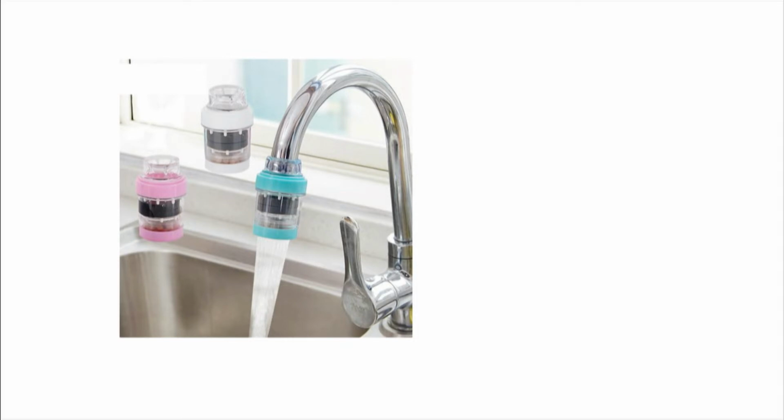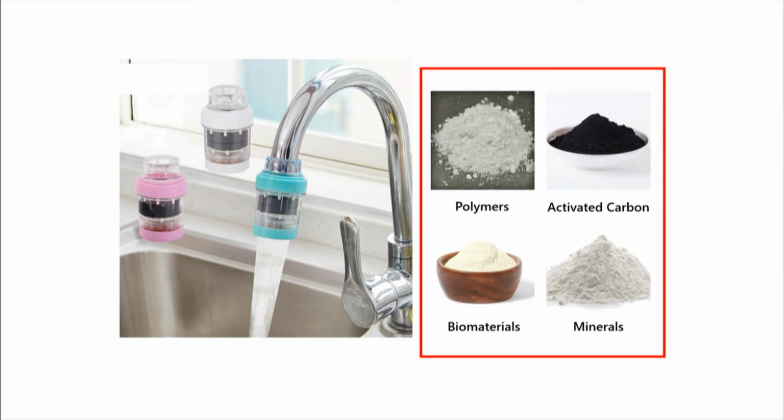To prevent ingestion, when we are using domestic water, we had better use a filter to remove PFAS. The filter uses some sorbents to extract PFAS. These are the four common types of sorbents: activated carbons, polymers, biomaterials, or minerals. In my research, I focus on polymer development.